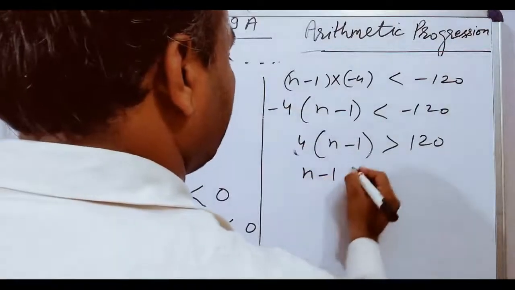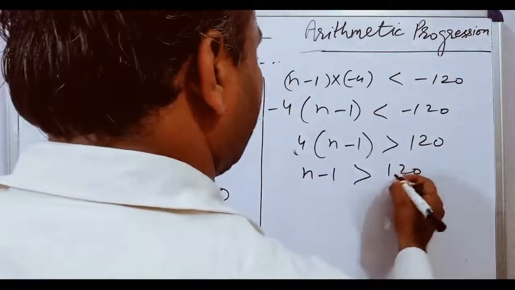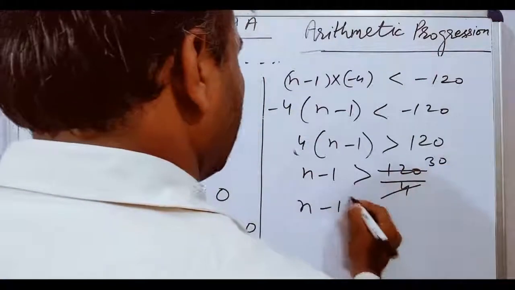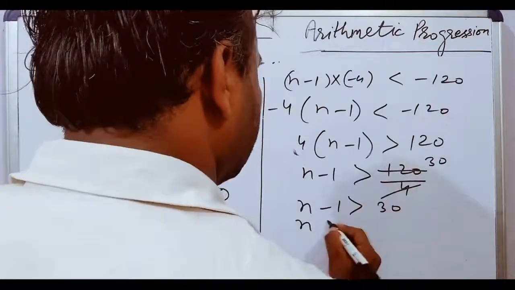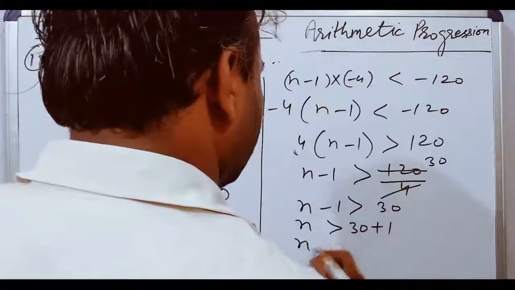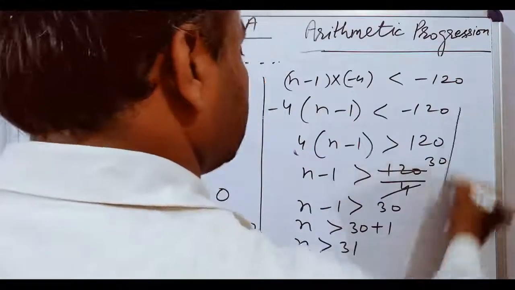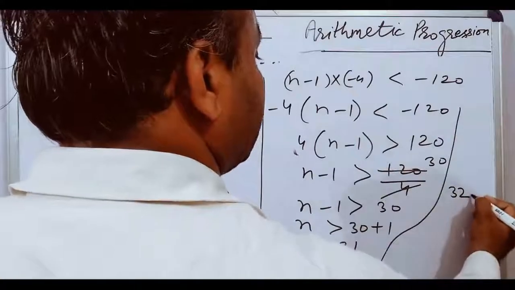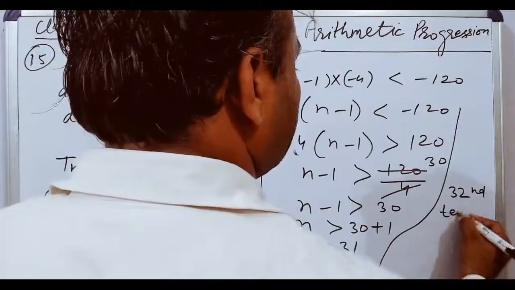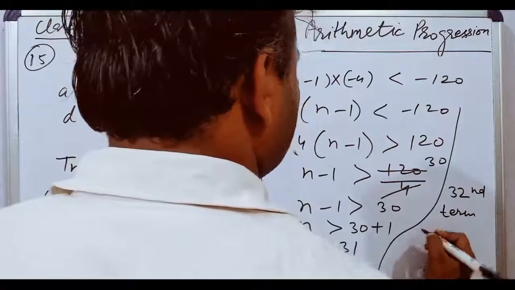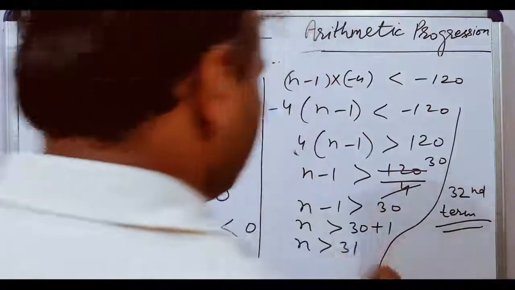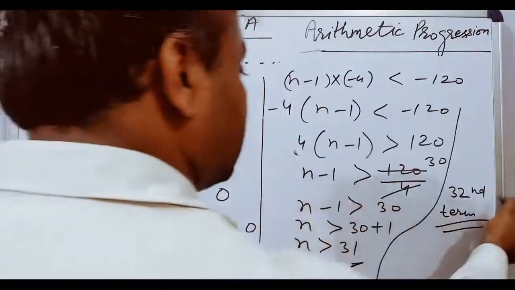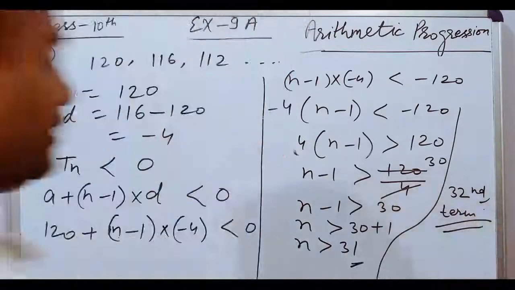Okay, then n minus 1 is greater than 120 upon 4, which is 30. N is greater than 30 plus 1. N is greater than 31. Means, dear student, greater than 31 means 32. So n equal to the 32nd term is negative. So the first negative term is the 32nd term. Okay.